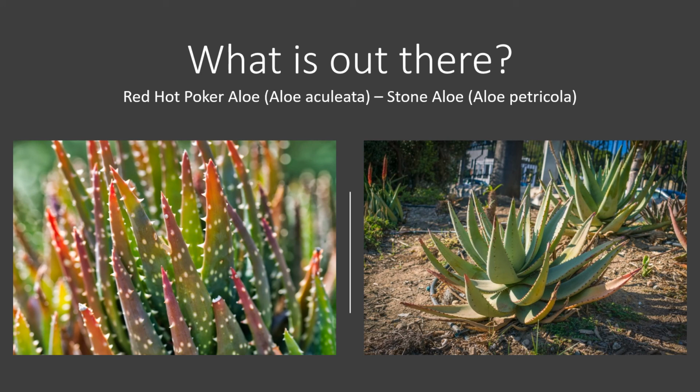Another aloe that I really like is the red hot poker aloe, aloe aculeata. That's a really nice one because if you've got it in a large pot and it'll multiply, you have all those reds and yellows and even some purple tips in there. You get a lot of different color variation for that plant.